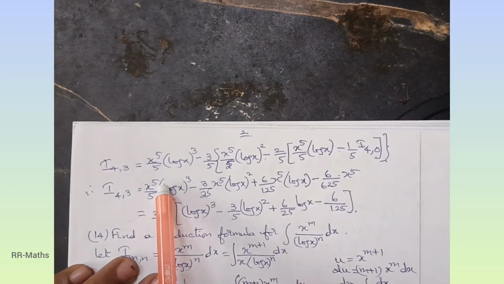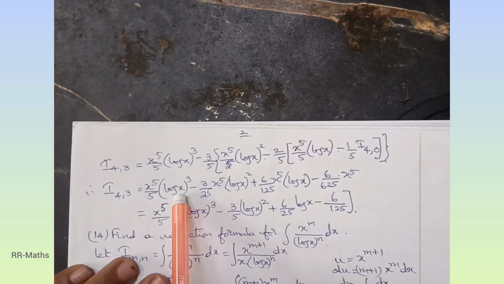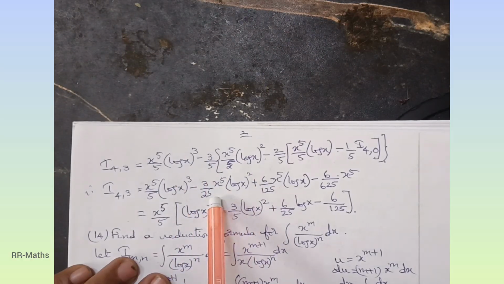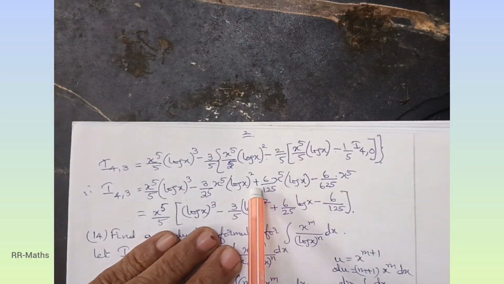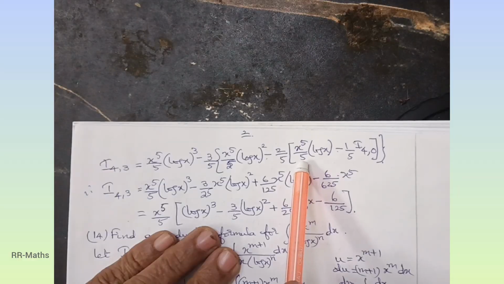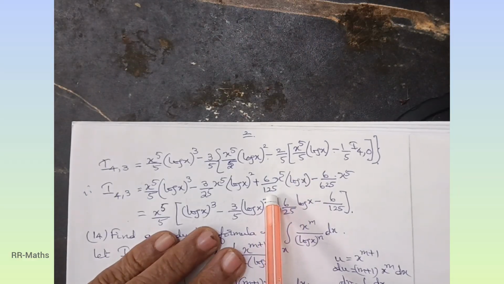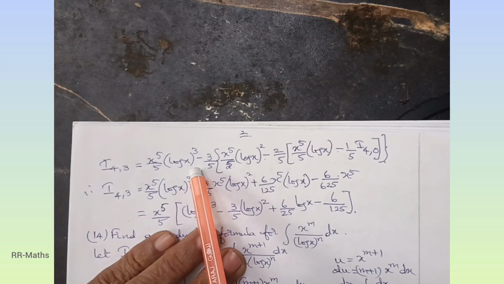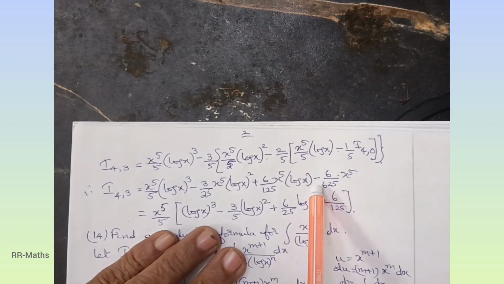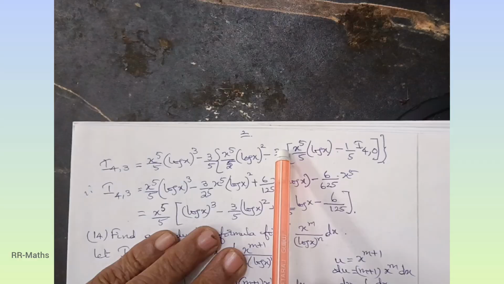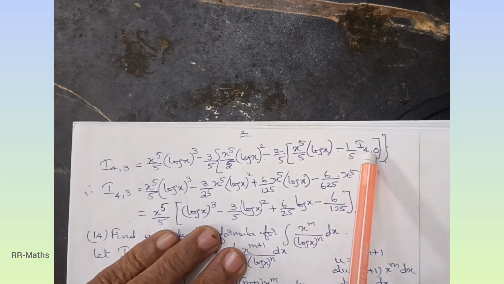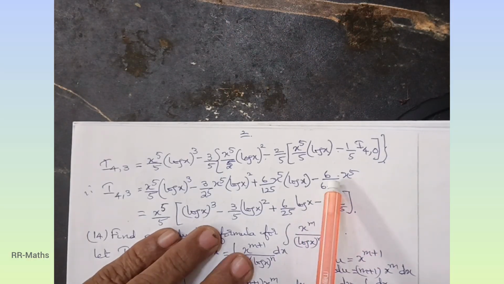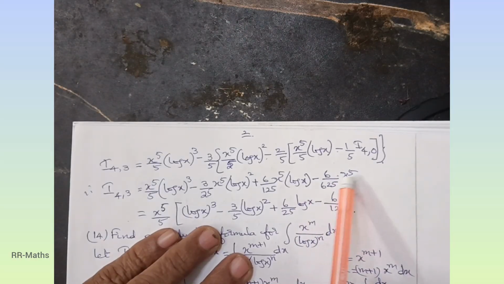I am removing all the brackets now. X power 5 by 5 (log x) whole cube minus 3 by 25 x power 5 (log x) whole square, minus and minus becomes plus here. 3 twos are 6, 5 into 5 into 5 gives you 125, x power 5 log x. Now this is negative, negative, negative, so this becomes negative, and that gives you 3 into 2, so 6, and here you have 5 into 5 into 5 into 5, four fives, that gives you 625. So it will be minus 6 by 625 x power 5.